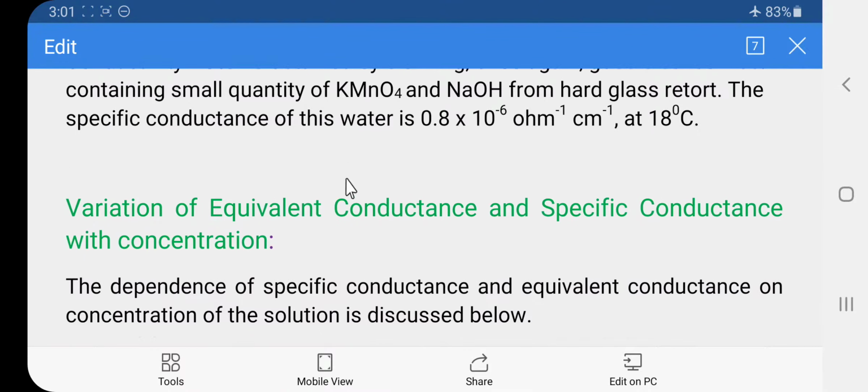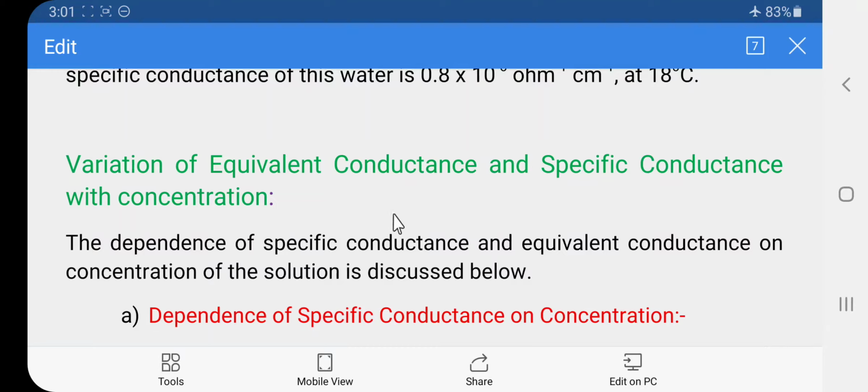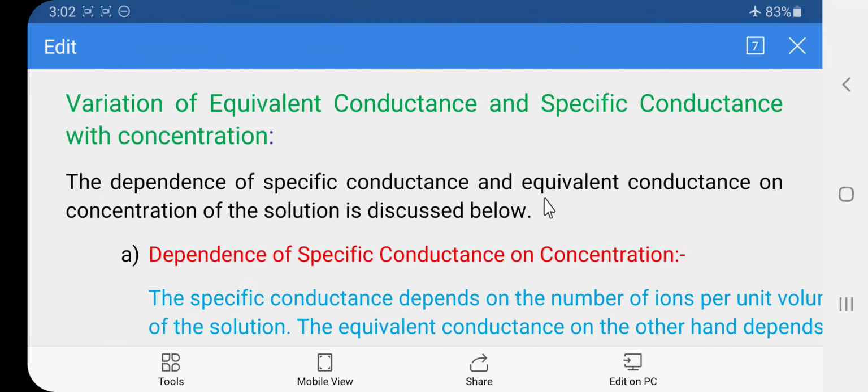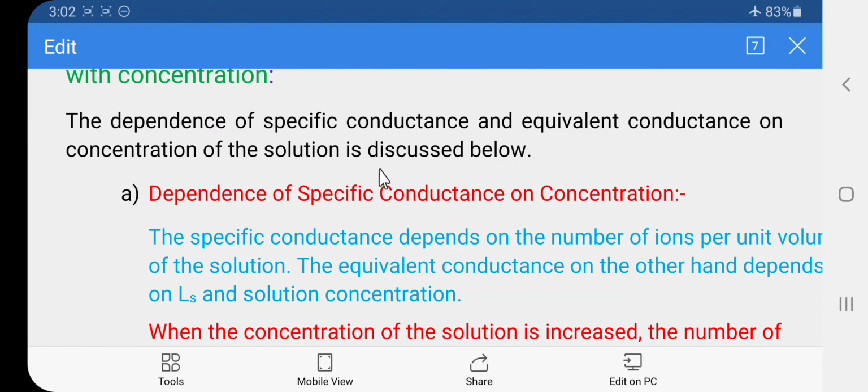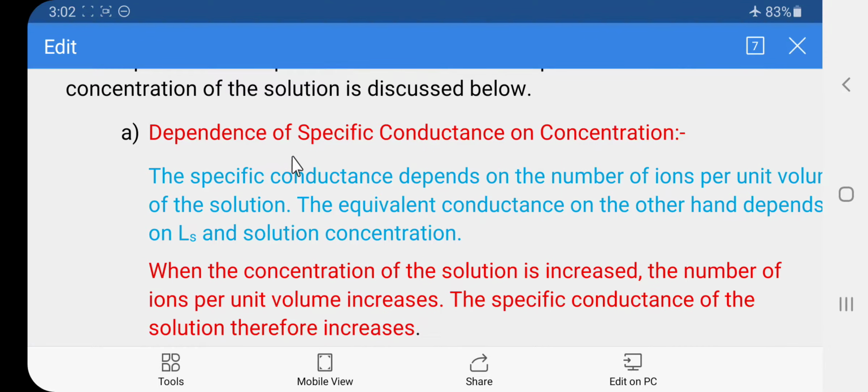Then the next point, the variation of the equivalence conductance and specific conductance with the concentration. That is, what is the effect of the concentration on the equivalence conductance, that is lambda, as well as the specific conductance, that is Ls. So the dependence of the specific conductance and equivalence conductance on the concentration of the solution is discussed below. First of all, let us discuss the dependence of the specific conductance on the concentration.